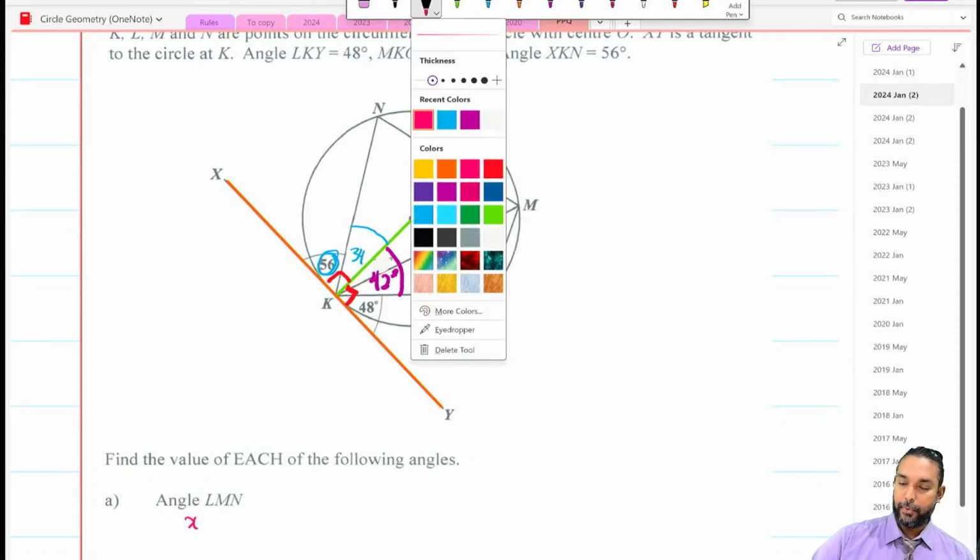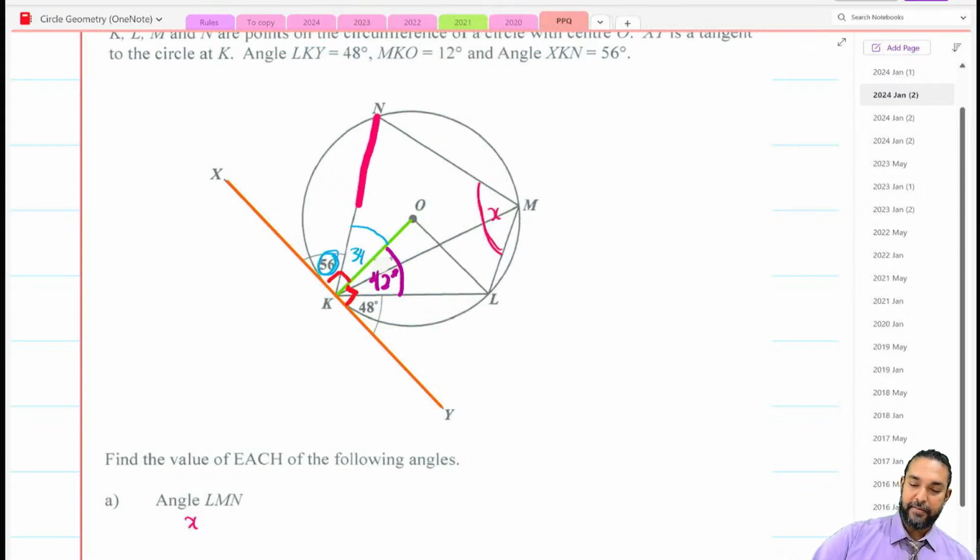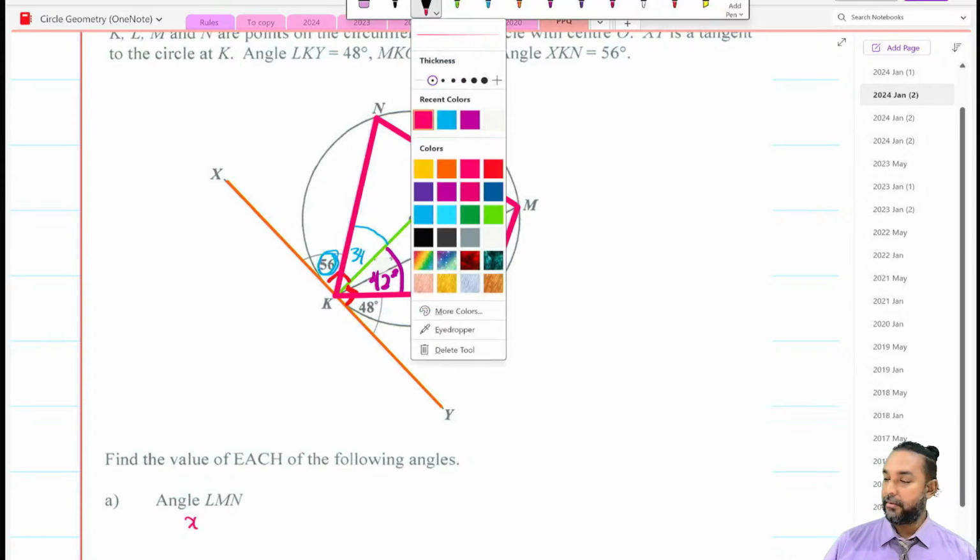Again, what color could you use here? What color didn't I use? Okay, I'm going to use the pink. What we may not have done is remembered that this is a cyclic quadrilateral. And the opposite angles of a cyclic quadrilateral are supplementary, not so? So that means they add up to?